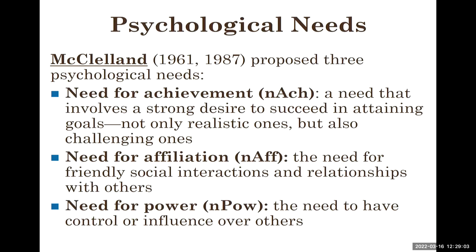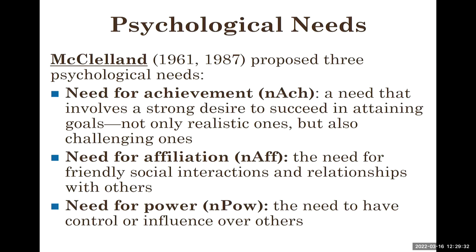Okay, need for achievement is just the desire to succeed in attaining goals, to reaching your goals, sometimes realistic, sometimes challenging, sometimes minor, sometimes major. It varies from person to person. There are individual differences in this and all of these. Remember we talked about individual differences? How any kind of trait or construct varies from individual to individual.